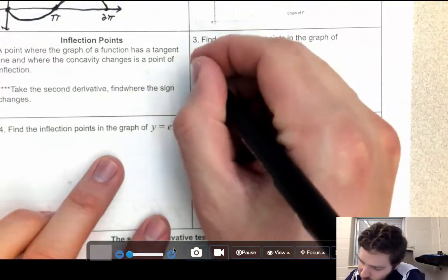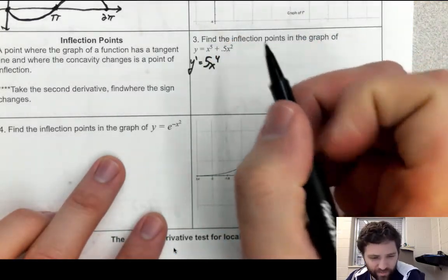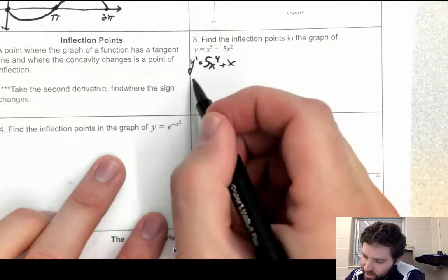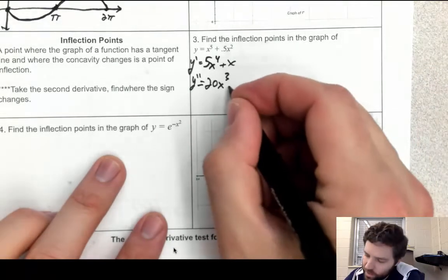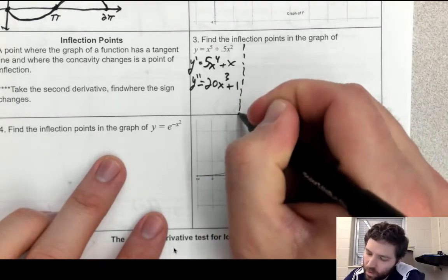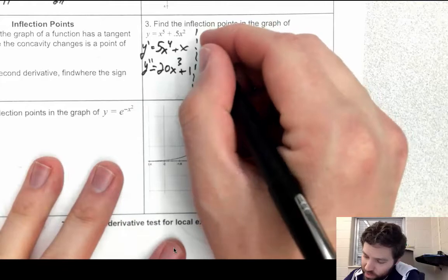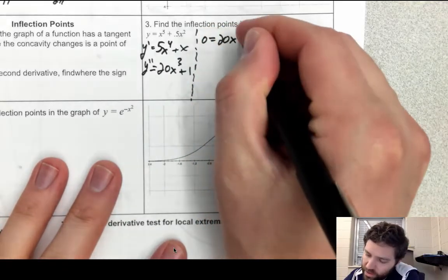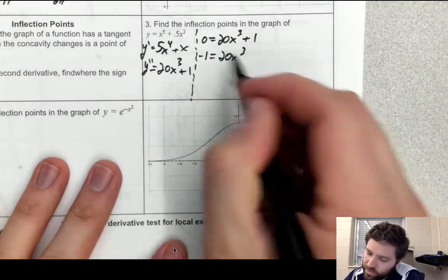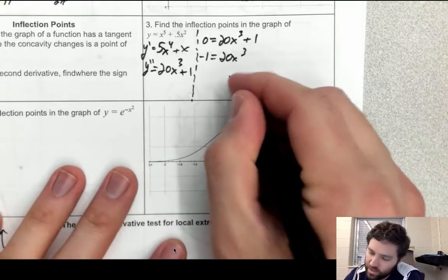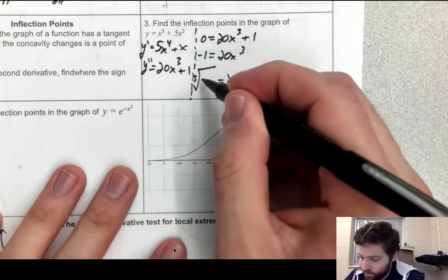Here we go. So first derivative, 5x to the fourth plus, I think it's going to be x, right? Yeah, plus x. Second derivative, so y double prime, that's going to be 20x to the third plus 1. We want to know when is the second derivative equal to 0. Those are possible potential inflection points, right? So 0 is equal to 20x cubed plus 1. I'm going to subtract 1 from both sides. I'll have negative 1 equals 20x cubed. Divide by 20, and then take the cube root. So I end up with this: x equals the cube root of negative 1 over 20.